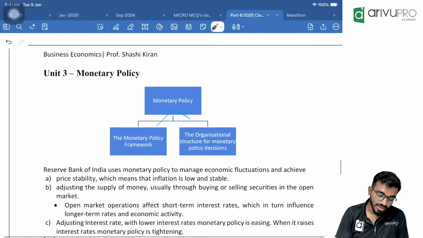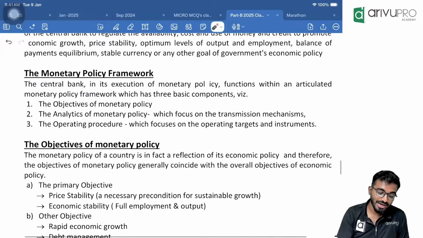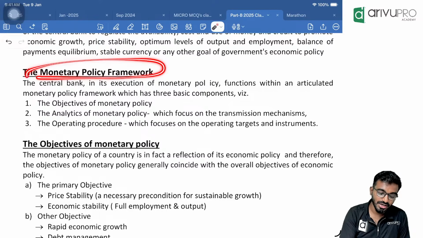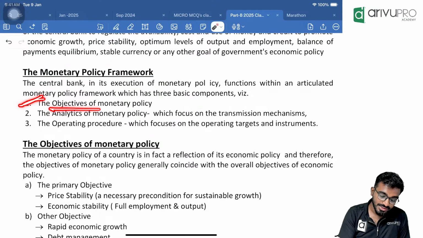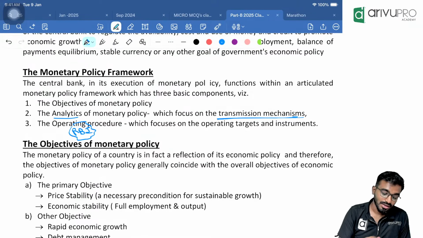So what is this monetary policy framework? In that framework, we see how the operations of the central bank will happen, how exactly the transmission mechanism of interest rates and other asset prices will work, and what the main objectives of monetary policy are. So 3 topics are there under the monetary policy framework. First, objectives of monetary policy. Second, analytics of monetary policy. Third, operating procedure. The operating procedure covers the quantitative and qualitative concepts of RBI. And analytics is also called the transmission mechanism. Clear? So let us get started.